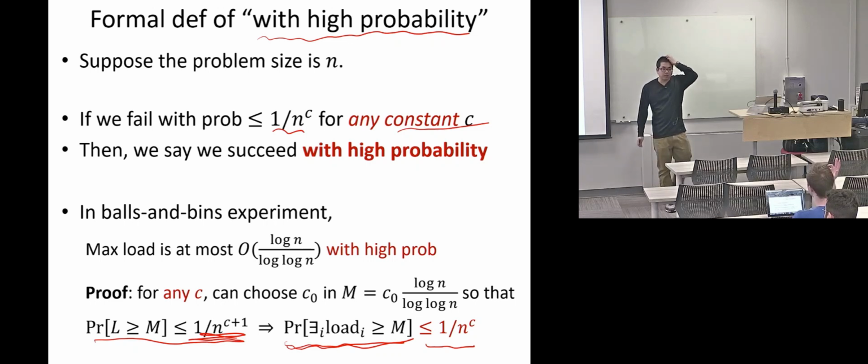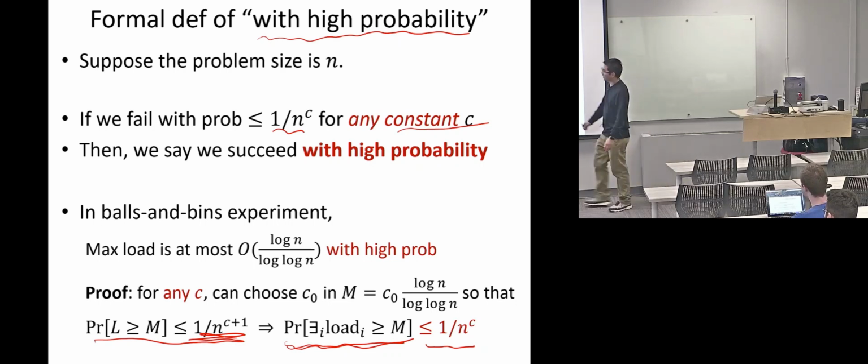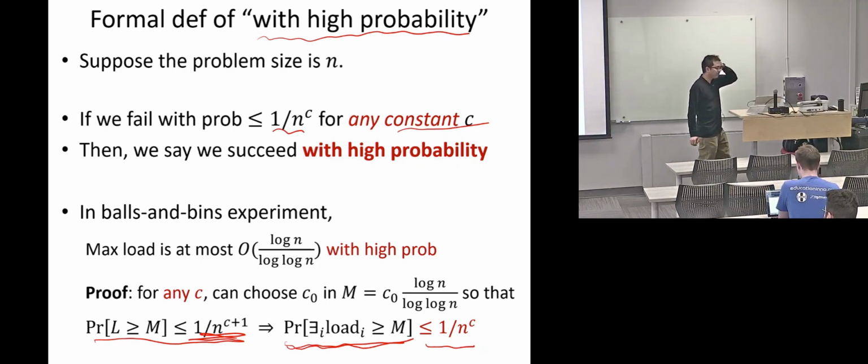Okay. Question about this? Yeah. So can we only ever say we succeed with high probability if we have some sort of O of something, because then we can basically match the c? Exactly. When we use some asymptotic O of something, yeah, like you said.